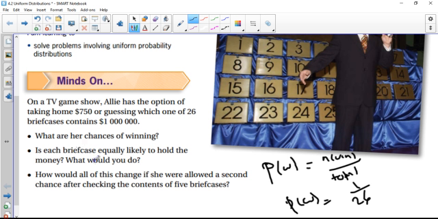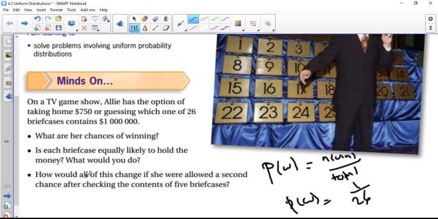Is each briefcase equally likely to hold the money? So yes, it's in one of these 26, so they're equally likely. So then what option would you do? Nowadays it's a little bit different because $750 isn't huge amounts of money, right? If someone said, oh, I could have won $750, it's like, oh, that's only a couple of paychecks. However, a 1 in 26 chance, a 4% chance-ish, a little bit less than 4, of getting $1 million is probably a risk that most people are willing to take.